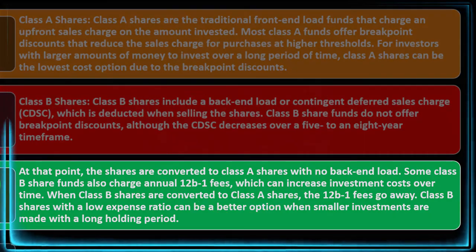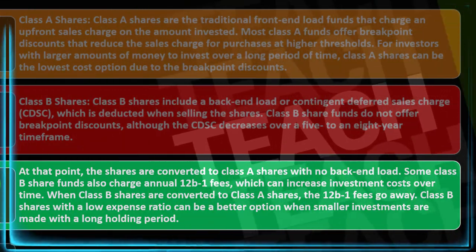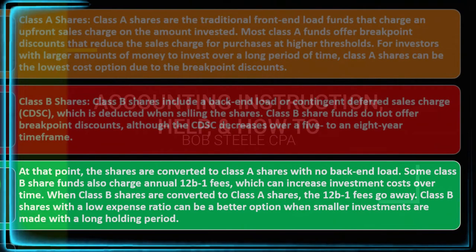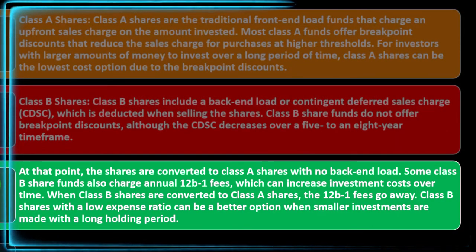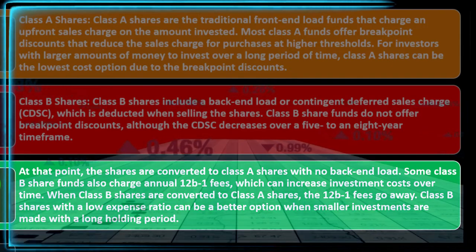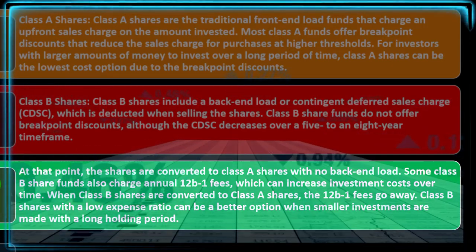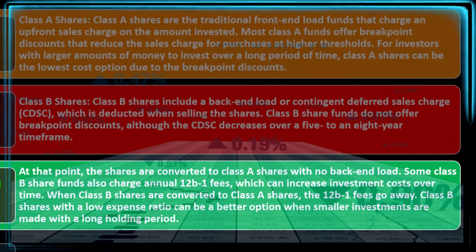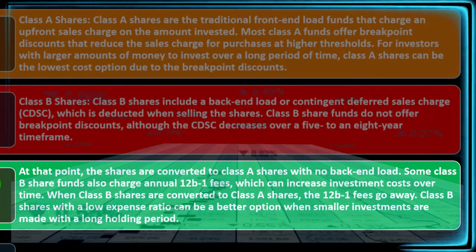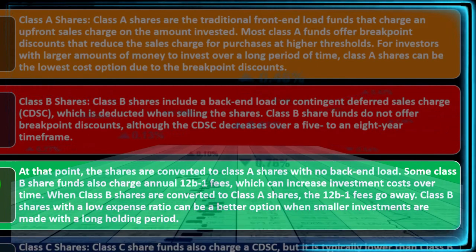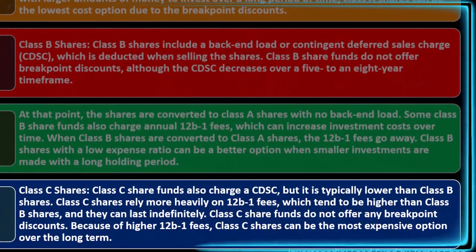Some Class B share funds also charge annual 12b1 fees, which can increase investment costs over time. When Class B shares are converted to Class A shares, the 12b1 fees go away. Class B shares with a low expense ratio can be a better option when smaller investments are made with a long holding period. So, Class C shares.